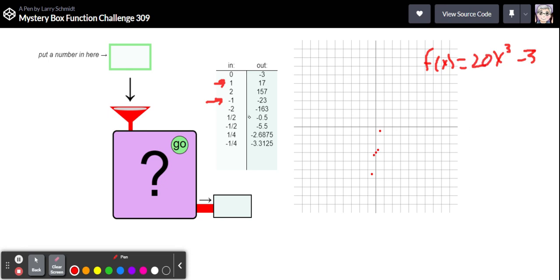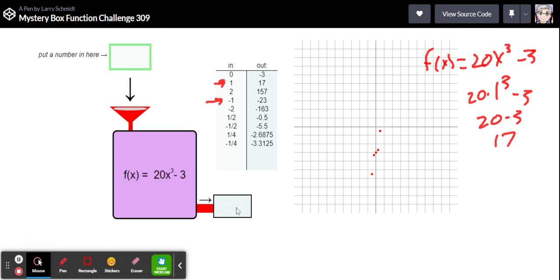Now we could test a couple of points in there. Let's just put in 1. So 1 cubed times 20 minus 3. Well, 1 cubed is still 1 times 20, and 20 minus 3 is going to be 17, and that's what we get. You could test some others, but I'm pretty confident about this, so I'm going to go ahead and reveal it. And there it is, 20x cubed minus 3.